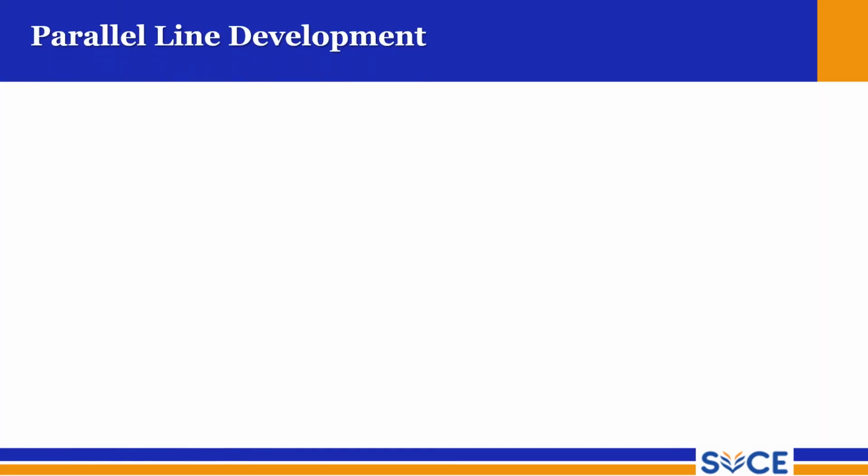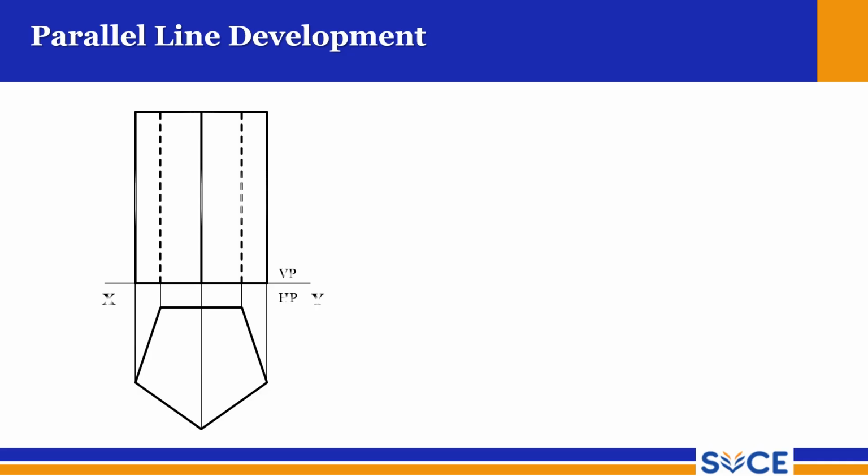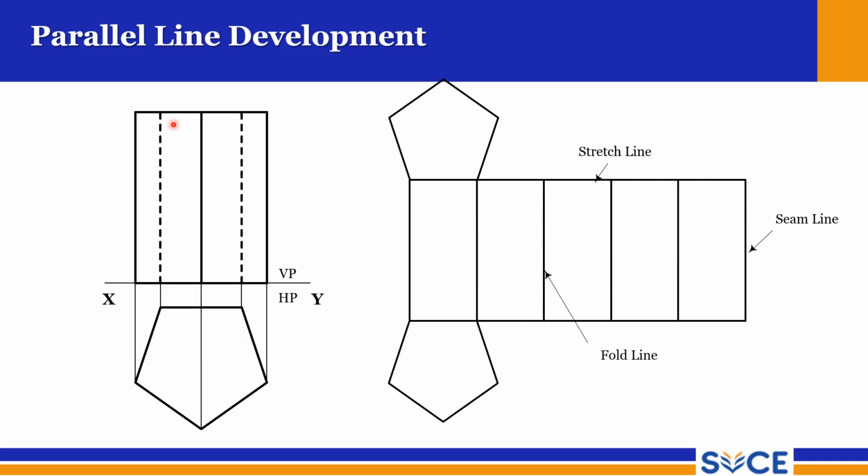Parallel line development, where this is the prism, and this is the front view of the prism, and this is the top view of the prism. So we are just opening this, unfolding this on a plane surface using parallel line development. So actually we have to draw the parallel lines, and this should be drawn along that parallel line.